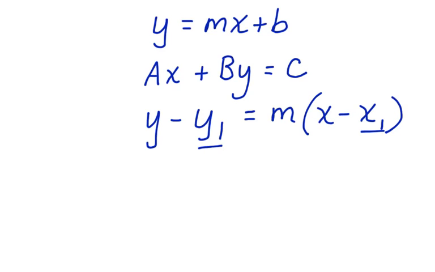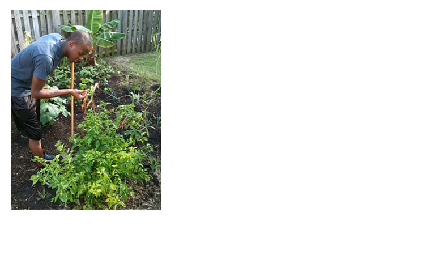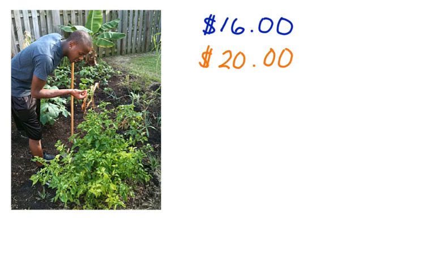Here are 3 different linear models. One of these models would be best used to represent Vasquez's situation. Let's take a look at the situation again and see if we can figure out which model to use. Here's Vasquez. Now remember, he's charging $16 per job for yard work and $20 per job for jobs that require tools or fixing fences or gutters, that type of thing. So we have 2 different types of jobs.